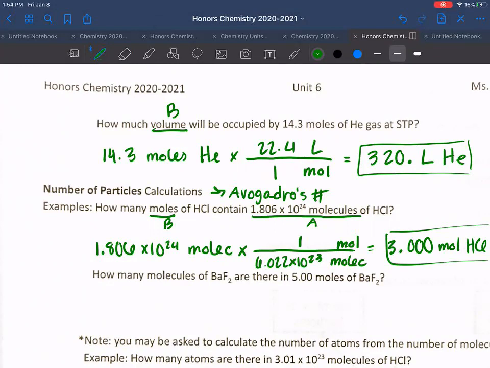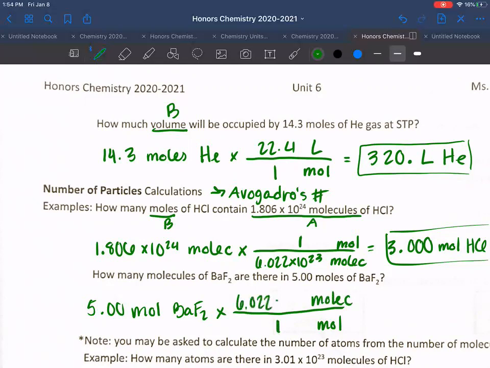All right, and then how many molecules of barium fluoride are there in 5 moles of it? So 5 moles, we are going to convert from moles to molecules. So for every 1 mole on the bottom, 6.022 times 10 to the 23rd on the top, you would get 3.01 times 10 to the 24th molecules.